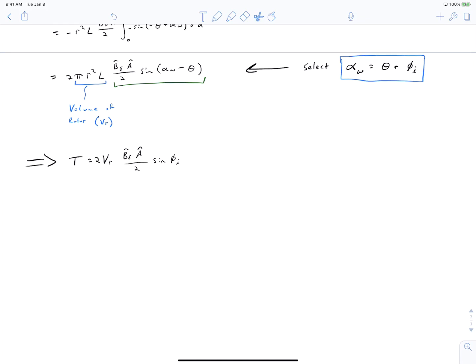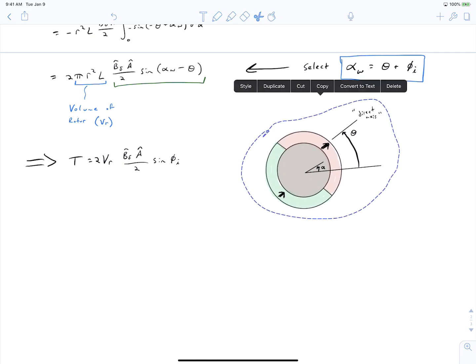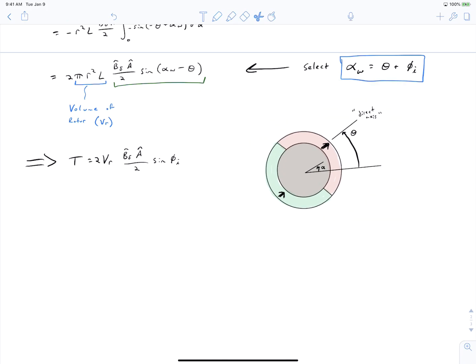So let's add a little bit more physical context for what this expression means. We've already said that theta is our rotor angle. And if you recall, alpha w is equal to the location of our equivalent circumferential current density. So let's sketch an equivalent diagram. So we've got our motor model where we've labeled our direct axis, and theta is the angle to the center of our North Pole. We can then sketch that we have an equivalent surface current density somewhere.